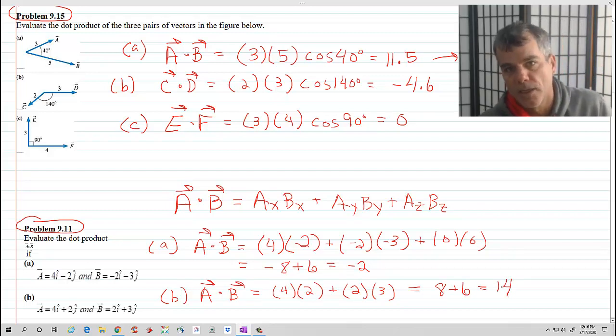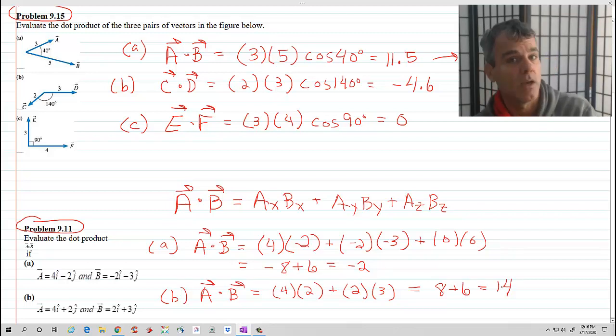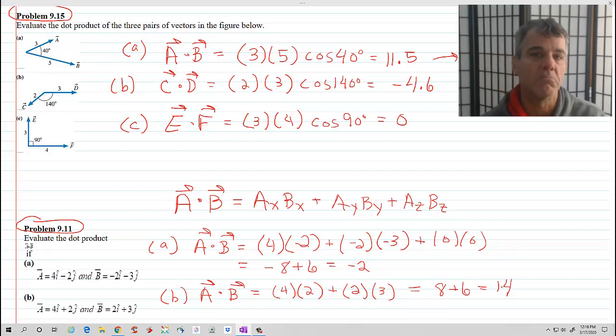Pretty straightforward. Enjoy it now, because once we get to chapter 12, we'll start looking at the cross product or vector product, which is much more challenging, much more interesting, but we're not going to do that until chapter 12. So that's it. Scalar or dot product, pretty easy.